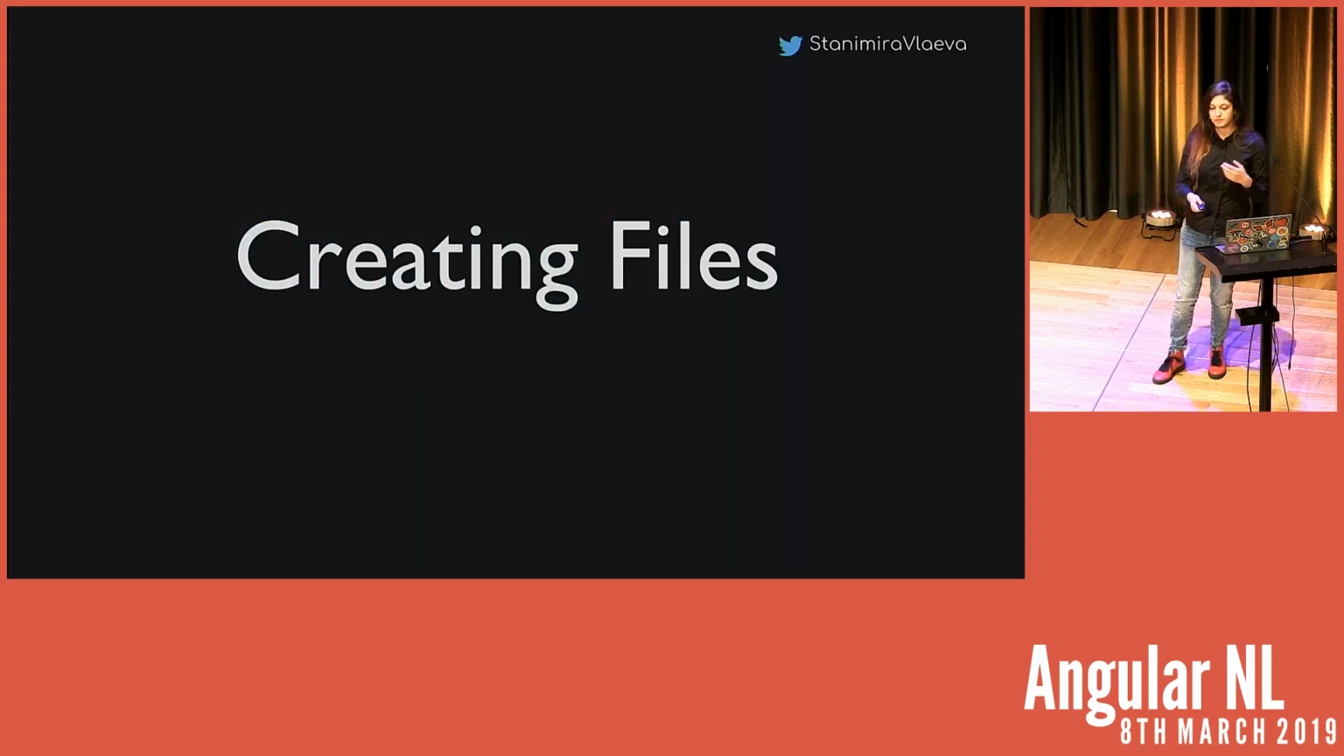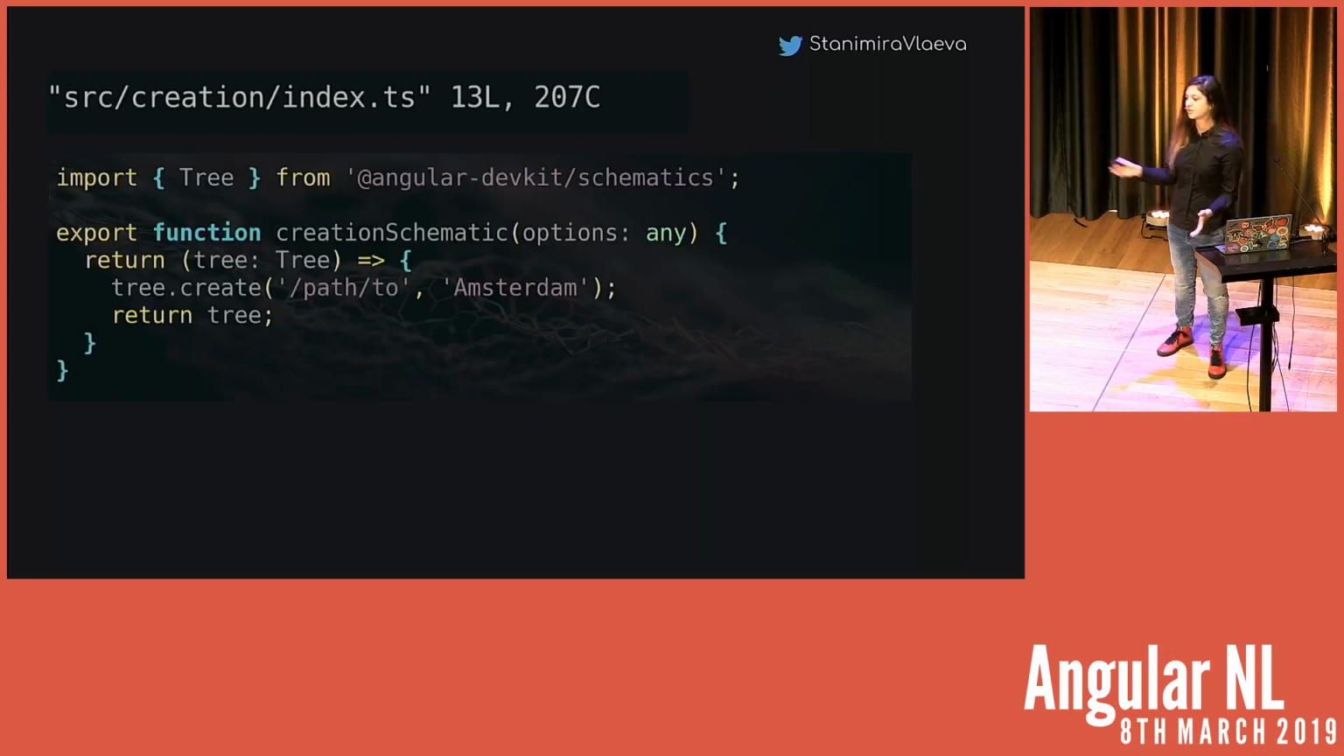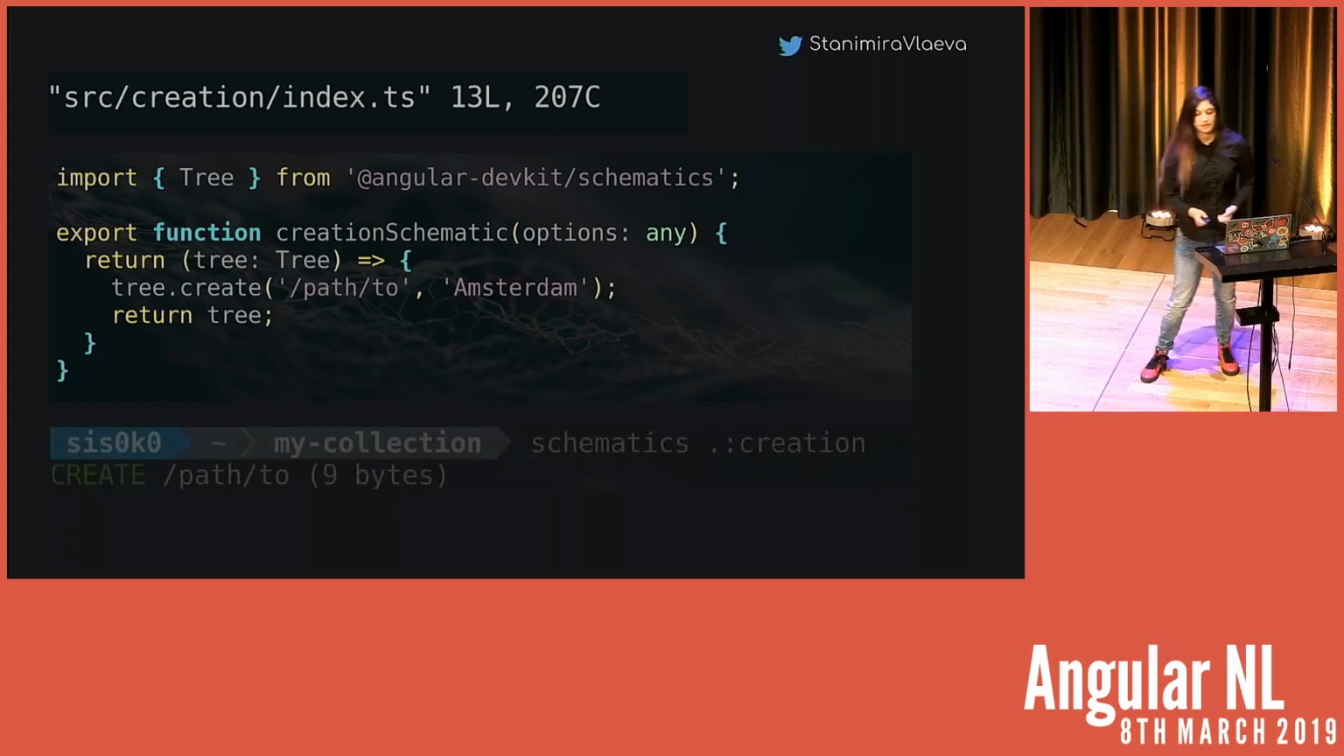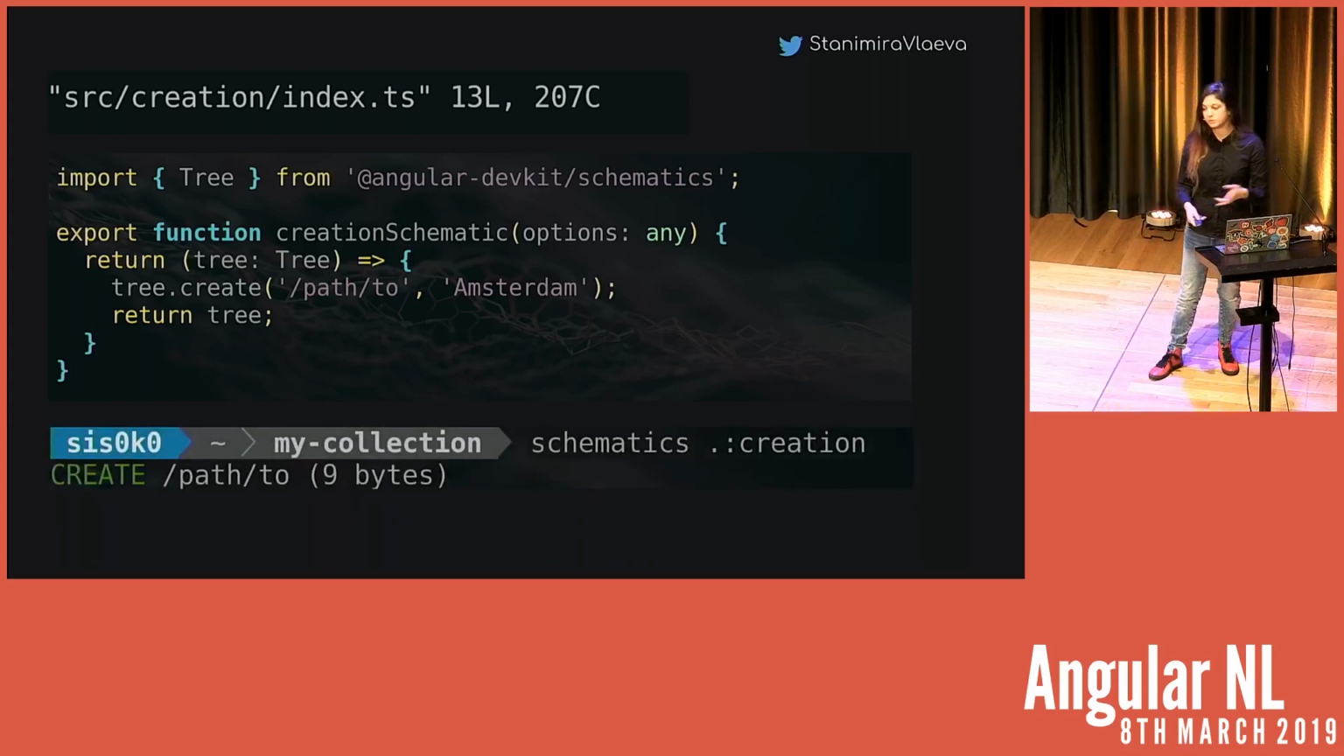Creating files, pretty easy. Tree.create, we need to provide the path to the file. That's the first argument, and the second argument is the content. And what happens when we run it, we create something.